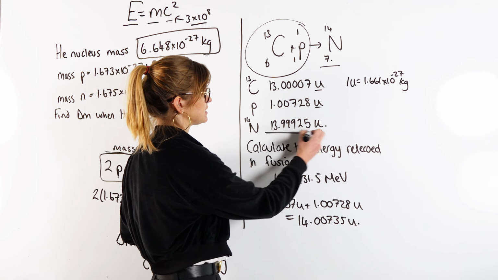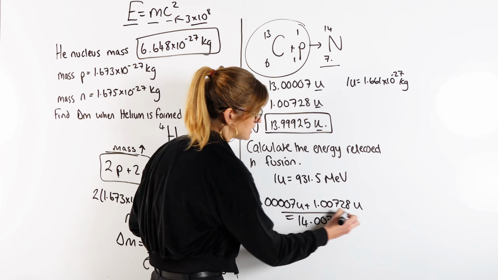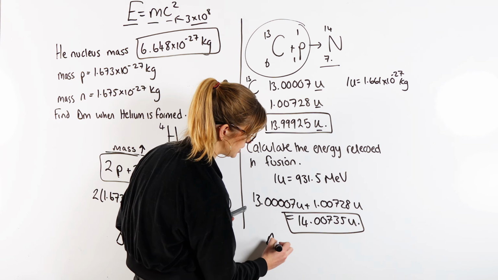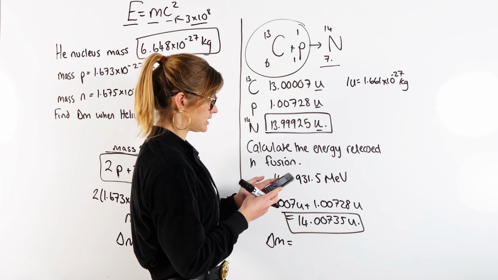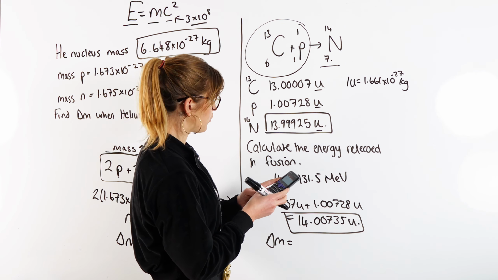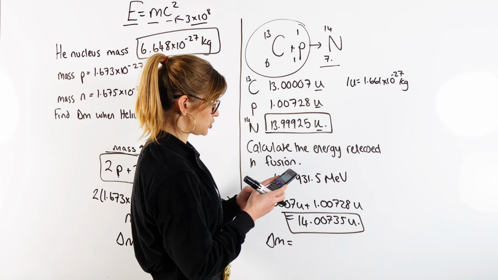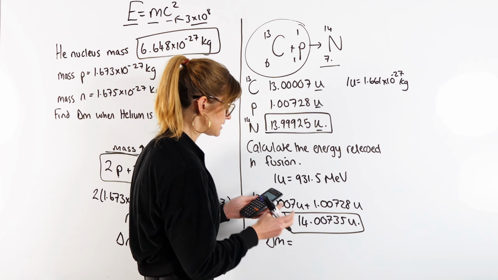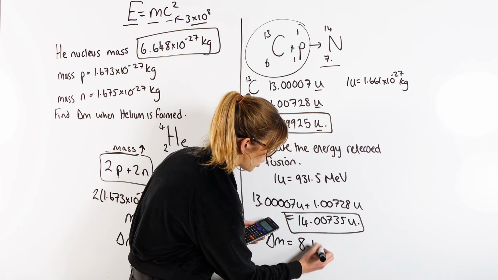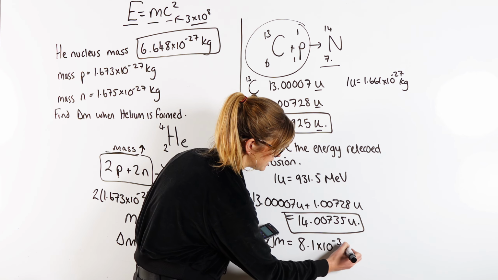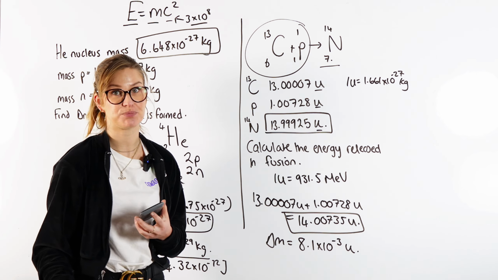So I'm going to find the difference in these two numbers. I'm going to subtract these two numbers to find out what my change in mass is. So now I'm going to take away 13.99925 to find what the change in mass is. I get a change in mass of 8.1 times 10 to the minus 3U. So that's my change in mass.